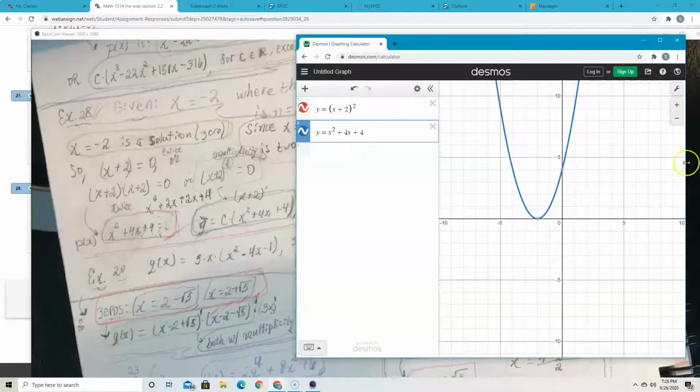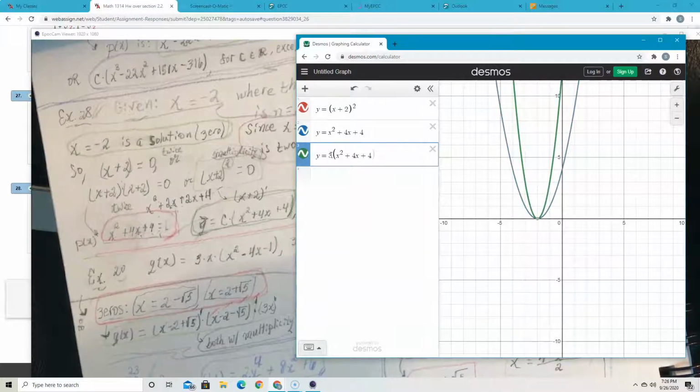Positive means the left and the right end go upward. As you can see, they do. Now, if we multiply this by any constant other than 0, say 3, the green one is the new one, and you can see it still touches the x-axis at the same point as the other one did.